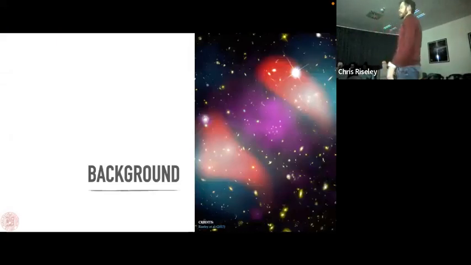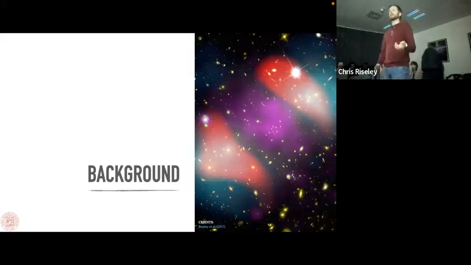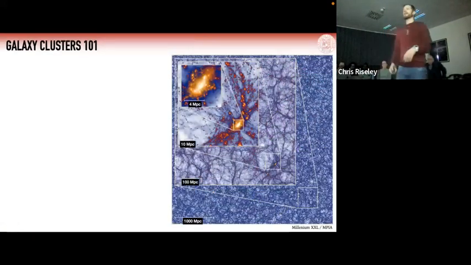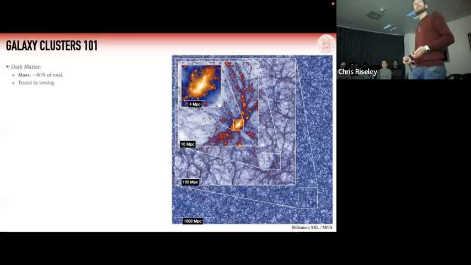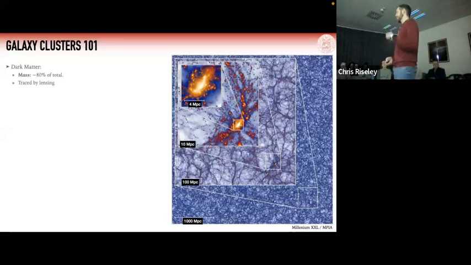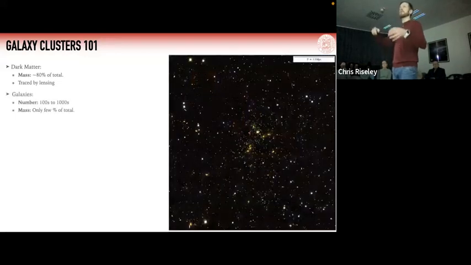So first things first, a little bit of background. I've got a few slides on this, so that I can get everyone on the same page. So galaxy clusters 101. When we're talking about galaxy clusters, we're talking about these structures, the largest gravitationally bound objects in the universe, that form at the nodes and intersections of the cosmic web. The overall mass budget is dominated by dark matter, which we trace by things like lensing, and you can use the SZ effect.